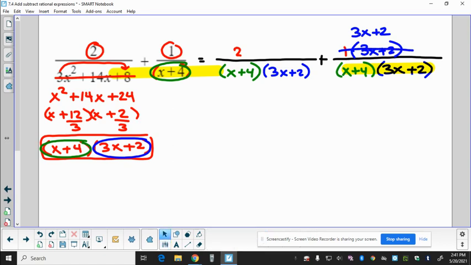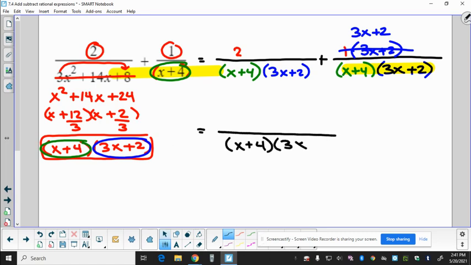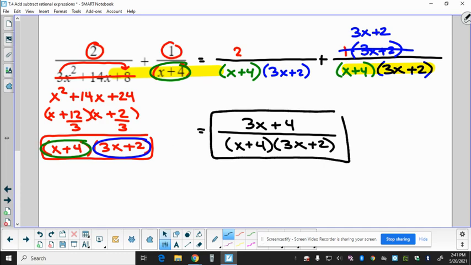I think we're ready to get our final answer. So we have our common denominator of x plus 4, 3x plus 2. The numerator would be 3x plus 2, which is 4. There we go.